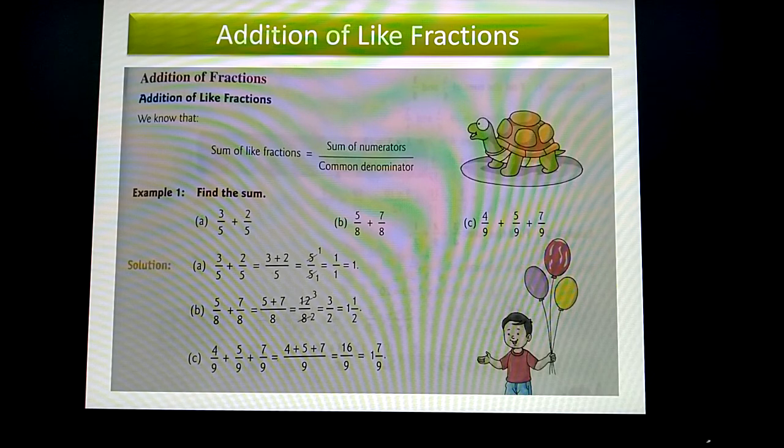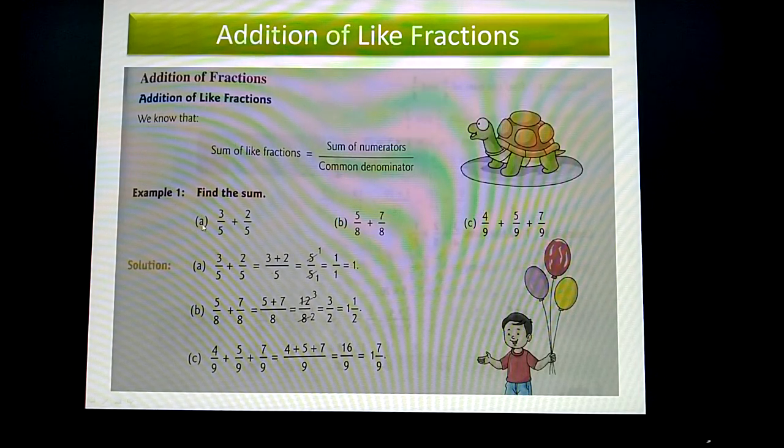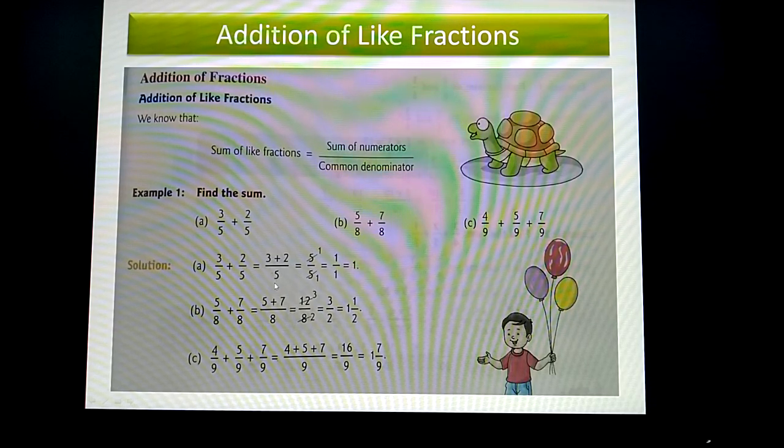So in case of like fractions, when we take the sum of like fractions, then we take the sum of the numerators. Because in like fractions, as we all know, the denominators are same. So denominators we will be taking as a common denominator, and only we will take the sum of the numerators. Say for example, in the first example A, 3 by 5 plus 2 by 5. Here 5 is a common denominator. So nothing to do with it, just keep it as it is in the denominator 5.